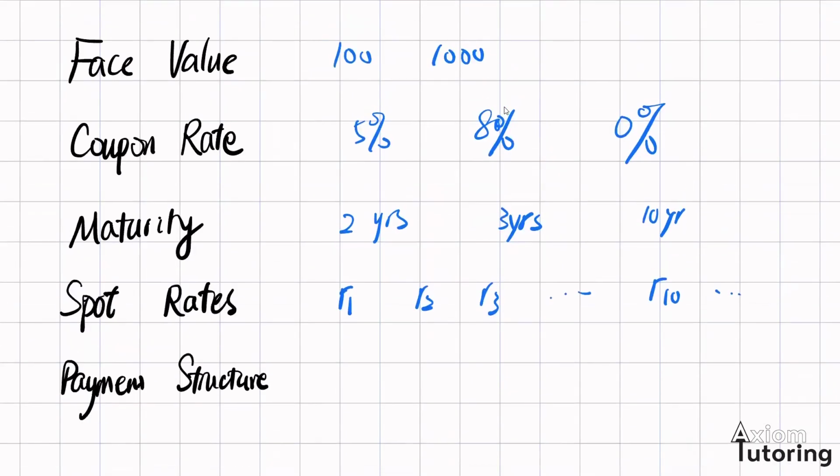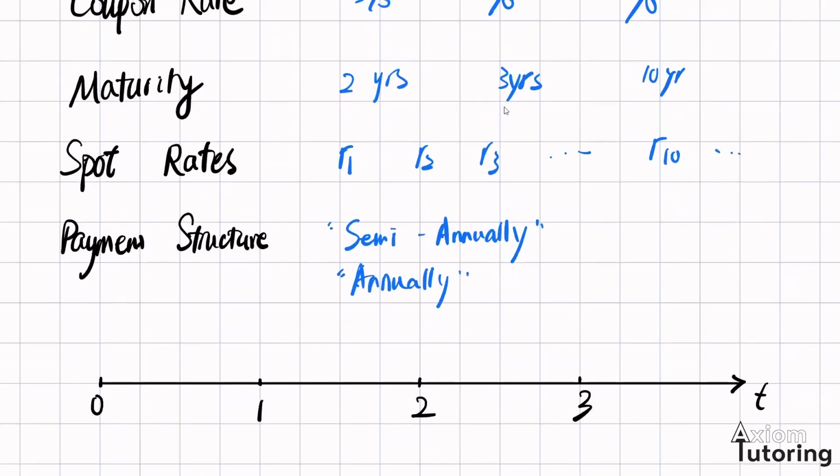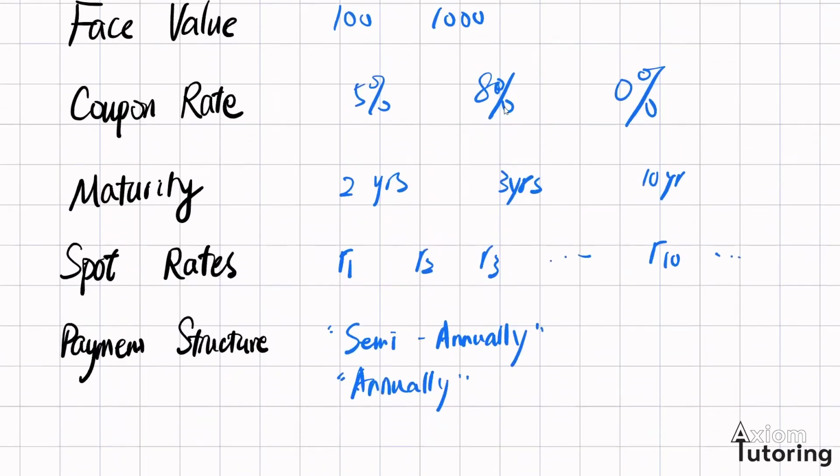And then we also need to pay attention to its payment structure. Most of the time, we'll be dealing with bonds that pay coupon annually, but sometimes they could be a semi-annual payment. Most of the time, it's paid annually. So we'll use the annual payment of the coupon as most of our examples here. Let's take a look at an example.